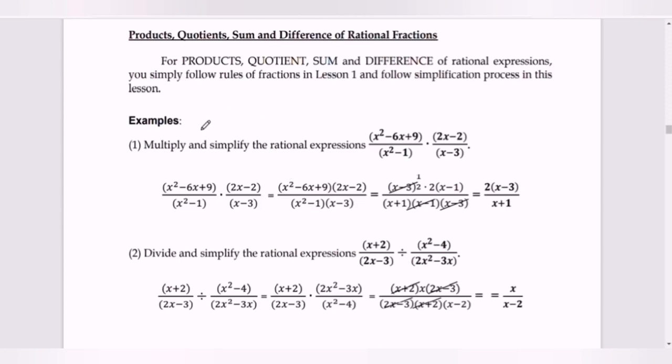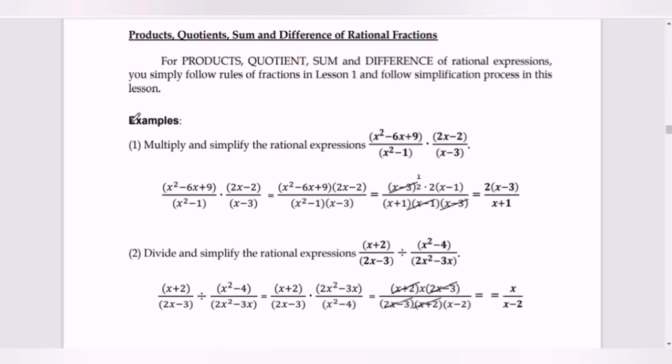Now let's talk about the products, quotients, sum, and difference of rational fractions. So, as stated here, for products, quotients, sum, and difference of rational expressions, you simply follow the rules of fractions in lesson 1 in this module and follow the simplification process in this lesson. So, here is our example. First one is we're going to apply the multiplication of the rational fractions.